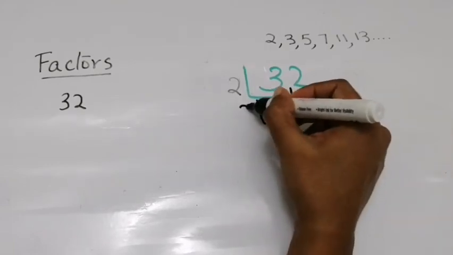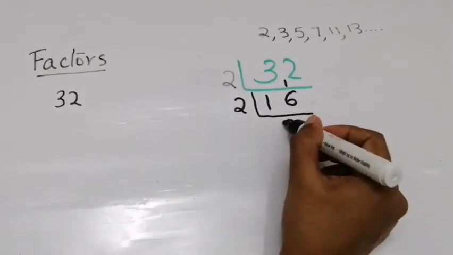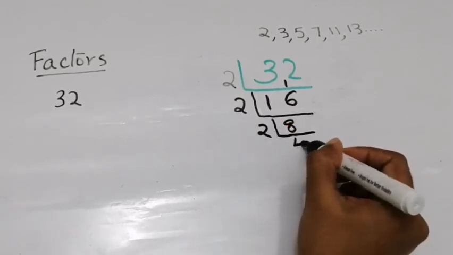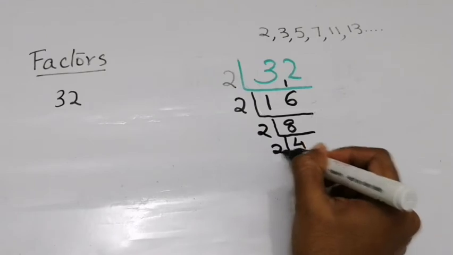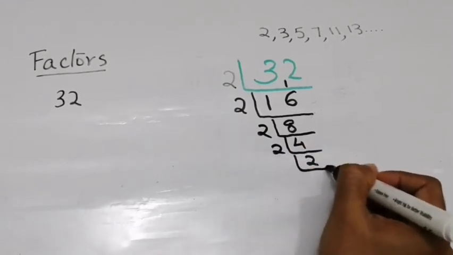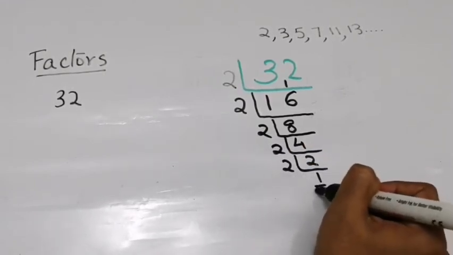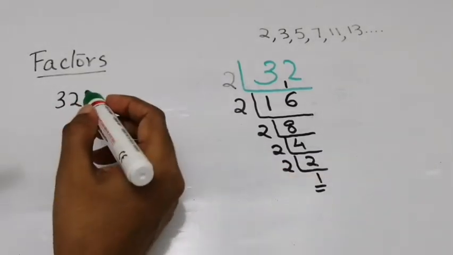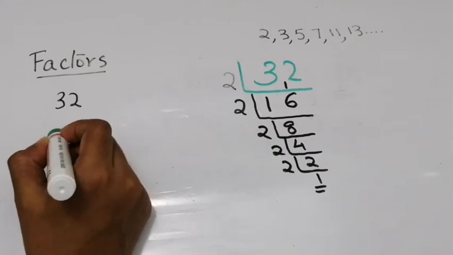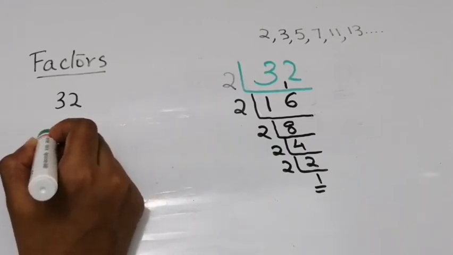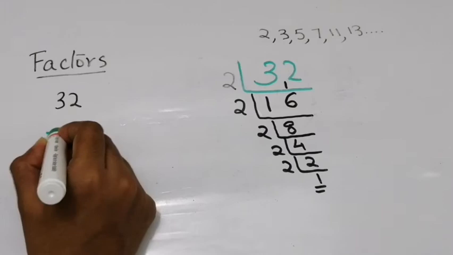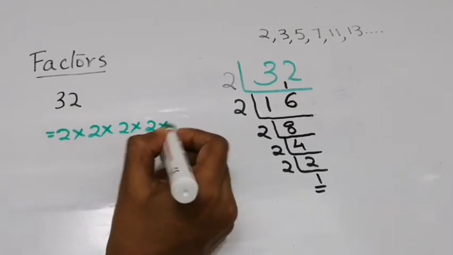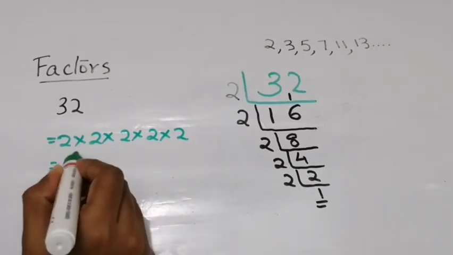Next, again, it will go in 2's table. 2 into how much is 16? 2 eights. Now 2 into how much is 8? 2 fours are 8. Then 2 twos are 4. Then 2 ones are 2. This is how you have to factorize. So see how I'm going to write the answer here. The answer is equal to 2 into 2 into 2 into 2 into 2, that is 2 to the power 5.